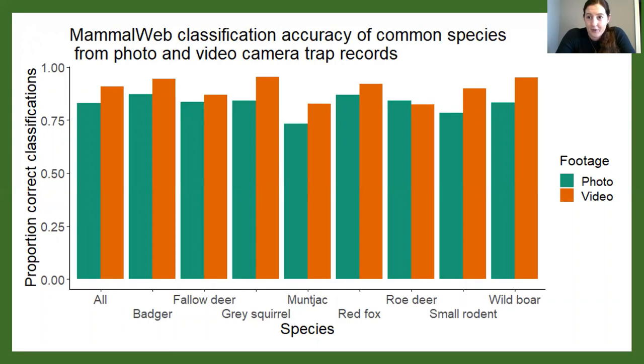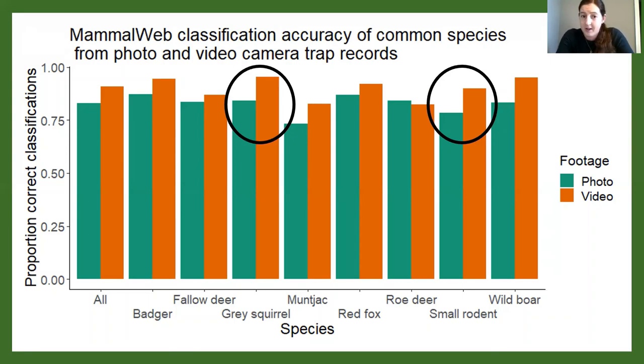So I uploaded the footage from my survey to Mammal Web, which is a citizen science project, which invites anyone who wants to go onto our website and help to classify camera trap footage. So then I compared the classifications from Mammal Web users to my own classifications to see if people using Mammal Web found it easier to identify species from a photo or a video by looking at how many correct classifications were submitted. So in general, people were more accurate at classifying video footage, and there seemed to be a larger difference in classification accuracy for certain species compared to others.